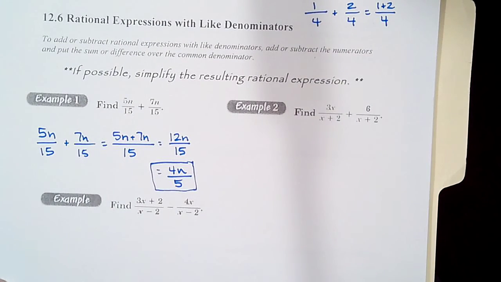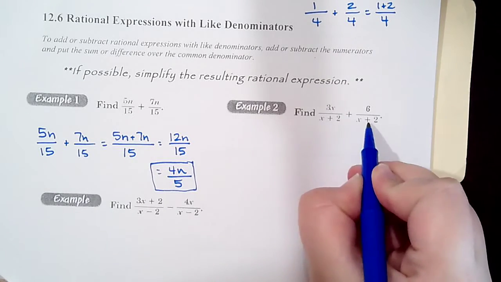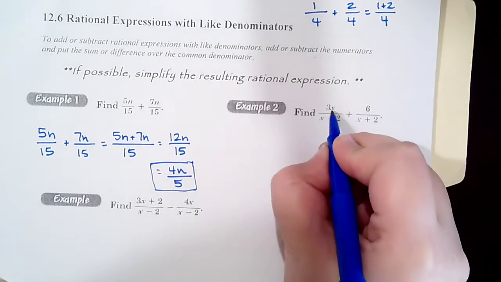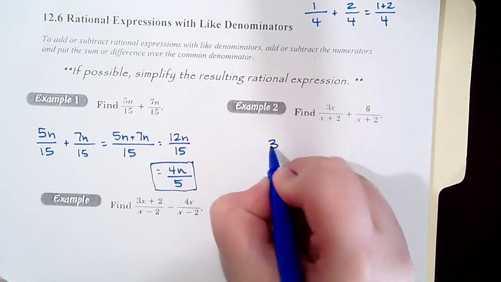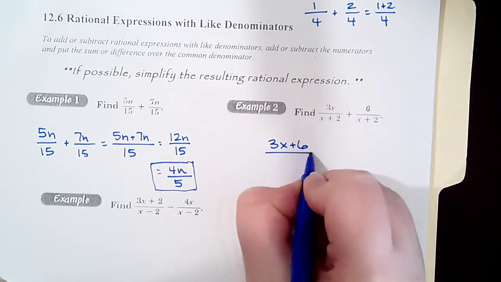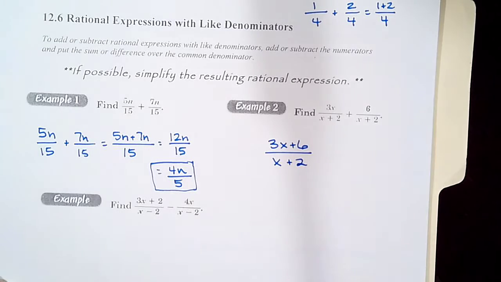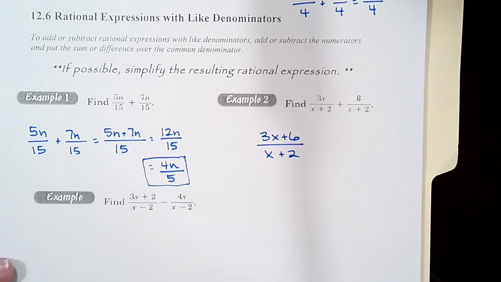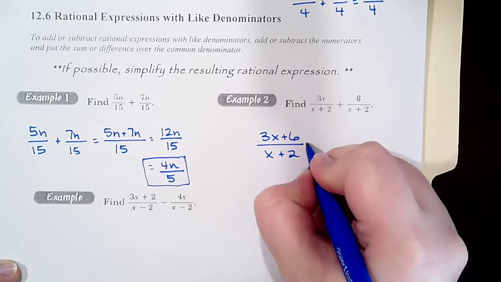3x over x plus 2 plus 6 divided by x plus 2. Same denominators, let's add them. 3x plus 6 on top over x plus 2 on bottom. Now, looking at this, you might not see any way to simplify. However, my suggestion to you is when you get something like this, see if there's any way to rewrite the top or the bottom in order to determine if there's something that can cancel.